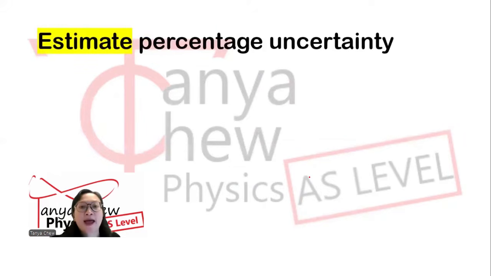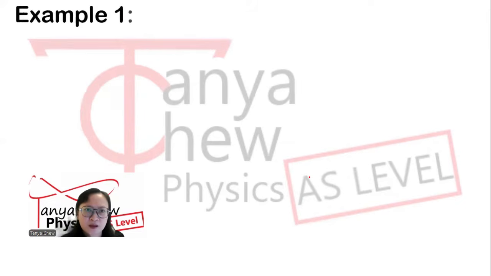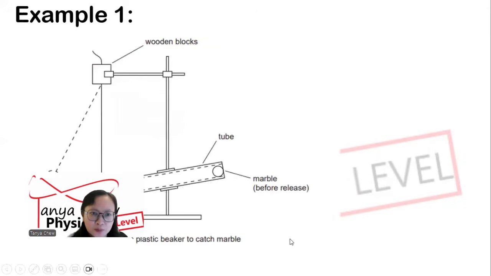The next one is about estimating percentage uncertainty. Normally, you need to increase the sensitivity of the measuring apparatus, because AS Physics Paper 3, Question 2 is an experiment which is full of errors. So let us look at one example right here.